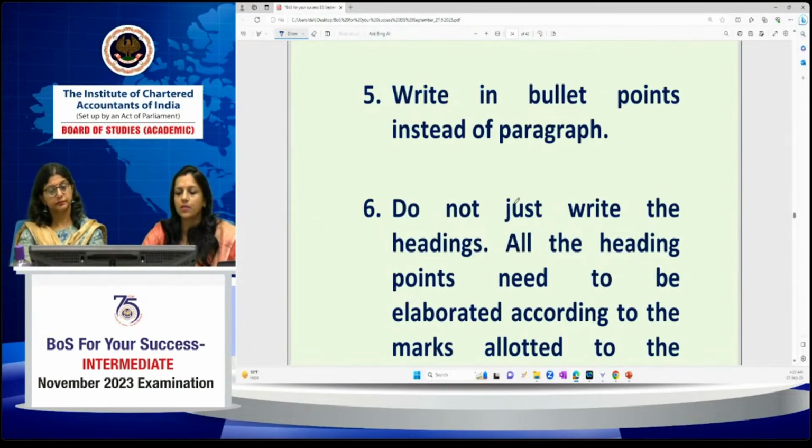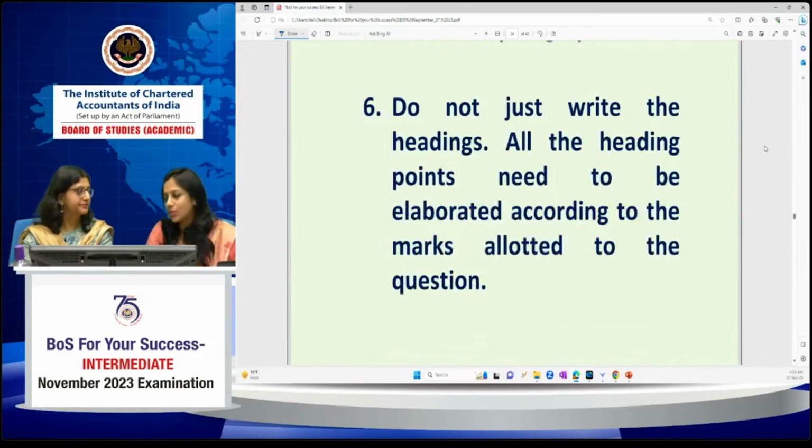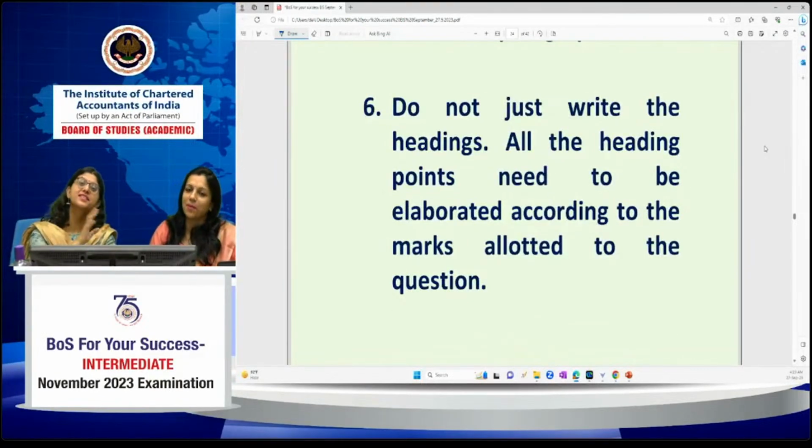The next point says, do not just write very important headings. All the headings and points need to be elaborated according to the marks allocated. This is the question that we generally have once your result is out. Students say, ma'am, I wrote everything, I wrote 8 headings, this was right, but I was not given marks. This is the question that we generally face.